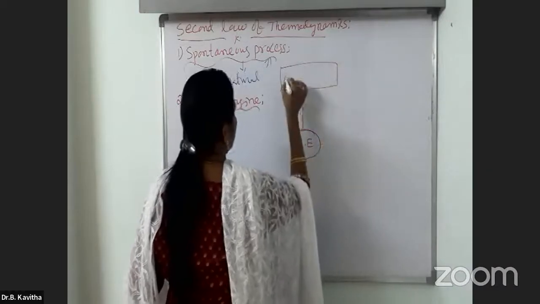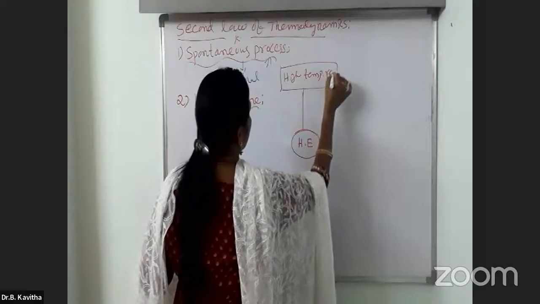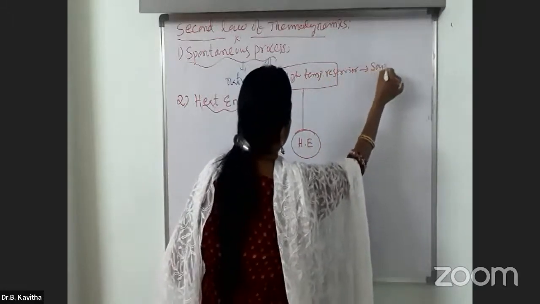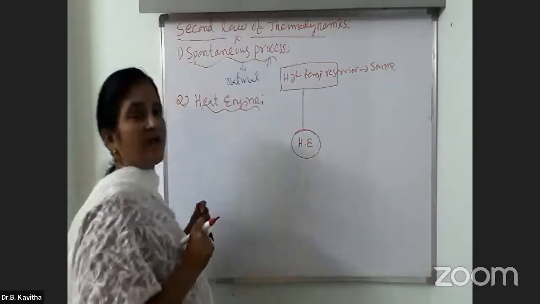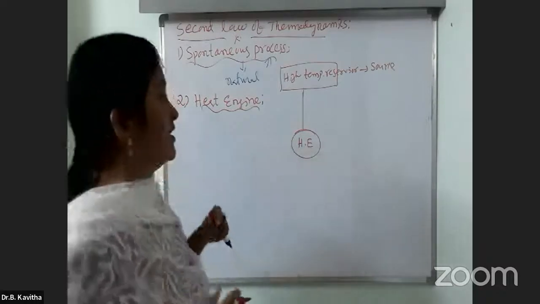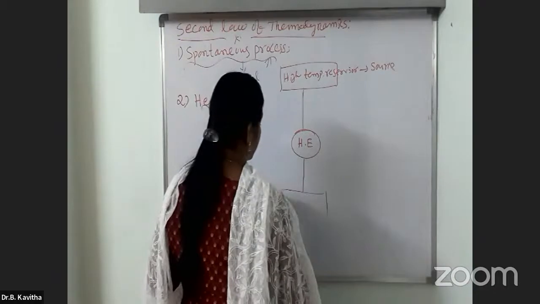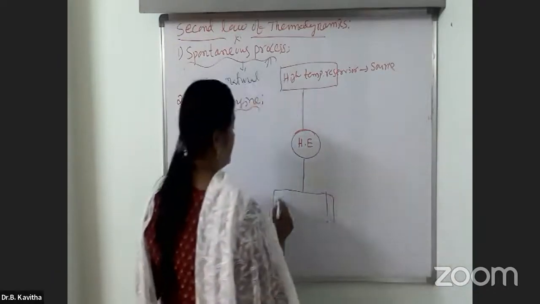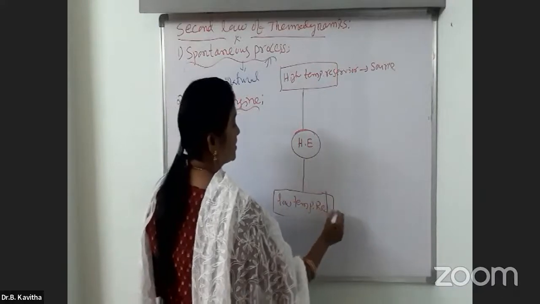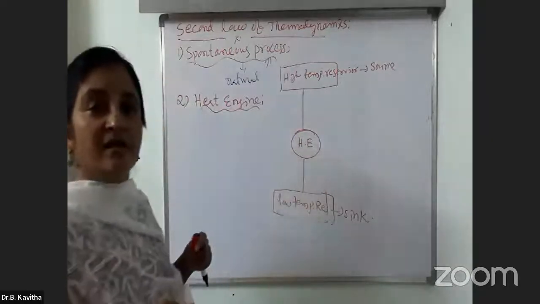This is called the high temperature reservoir. This is called the source. So the source, keep in mind, is the high temperature reservoir. And then it also consists of one more reservoir, that is the low temperature reservoir. This is called a sink. Always the sink will be at low temperature.